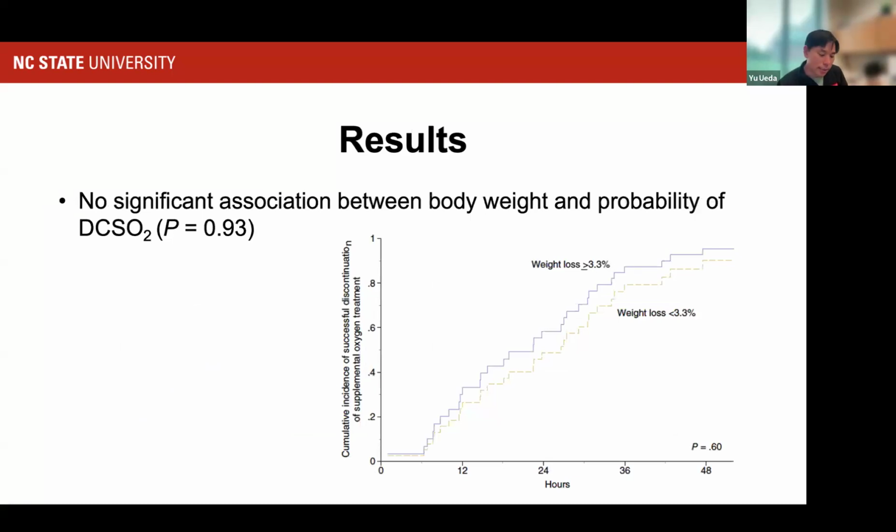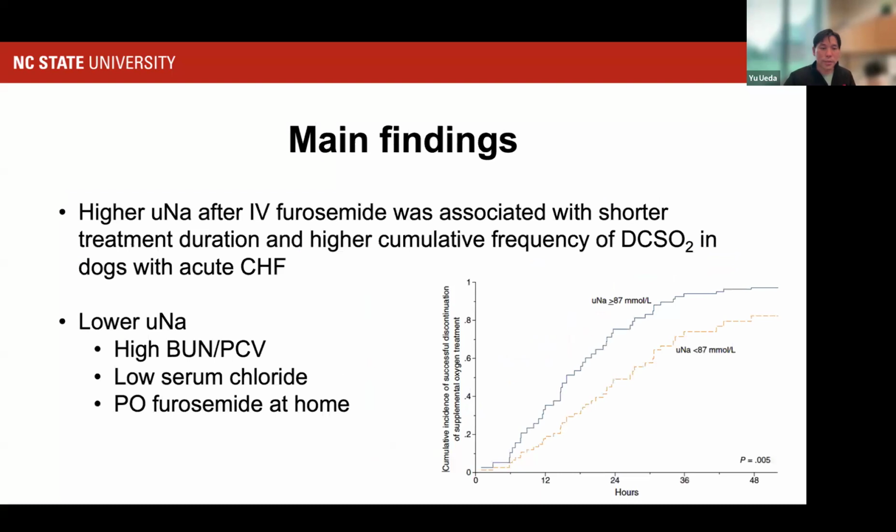So they found a lot of differences depending on the concentration of sodium in the urine. The one thing they did not find significant differences in is body weight and also the probability of discontinuation of the oxygen supplementation. So if they look at weight loss more than 3.3% or less than 3.3%, again, based on the regression analysis, there are no significant differences over the course of this hospitalization, like 48 hours, regarding the discontinuation rate of oxygen supplementation. So I'm going to come back to this later during the discussion too.